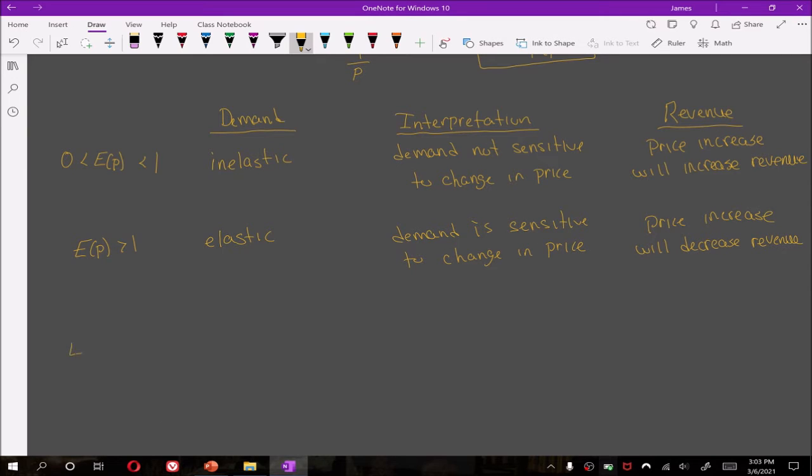The final possibility we could have is that the elasticity is equal to 1, in which case we say the demand is unit or unitary. In this interpretation, a change in price will produce the same percentage of change in demand. So if prices increased by 10%, the demand will be decreased by 10%. And there is no effect on revenue in the unitary case.